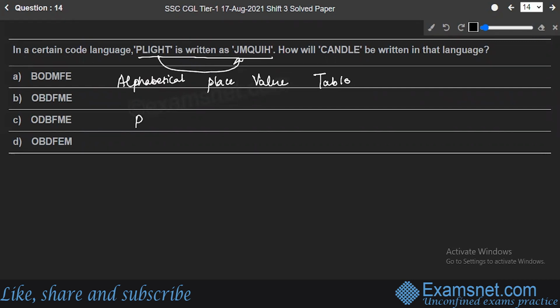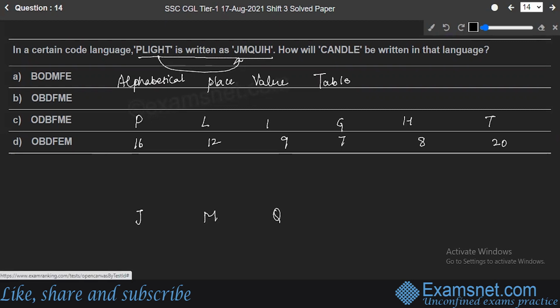Let's write down. Here is P-L-I-G-H-T. That's flight. Let's write down the place numbers of these alphabets. P is at 16, L is at 12, I is at 9, G is at 7, H is at 8, and T is at 20. Right? It is converted into Q, M, J, H, I, and U. Okay, the place value of J is 10. Here is 13. Q is at 17. U is at 21. I is at 9. And H is at 8.